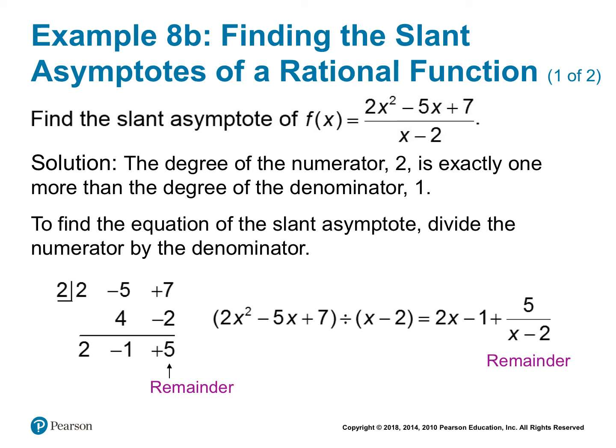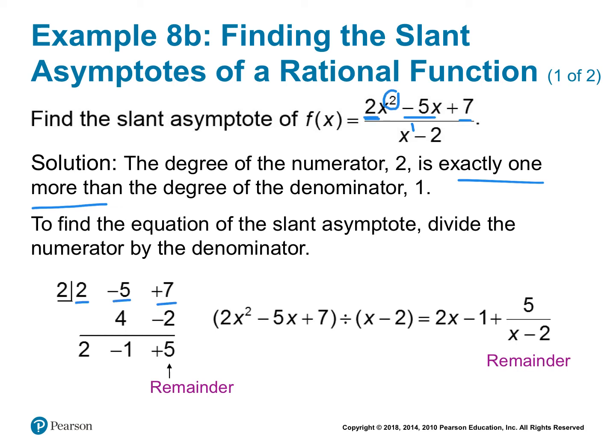Okay, let's try another one. This one I have written out step by step. So we start with the degrees to make sure we're doing what we need to do. This is a 2, this is a 1. So the top is exactly 1 more than the bottom. So now to find the equation, we're going to do synthetic division. So they took this 2, -5, and 7 and put them down here.